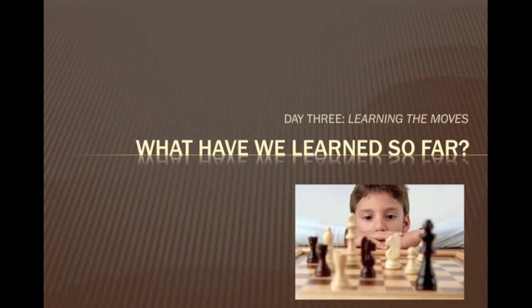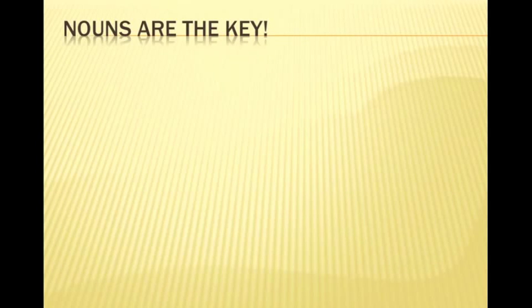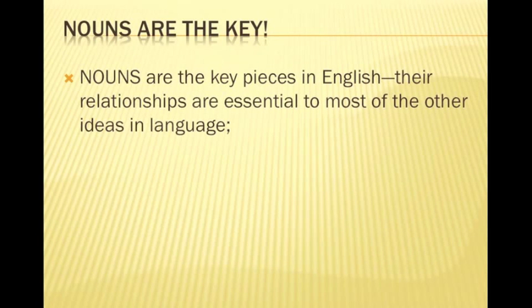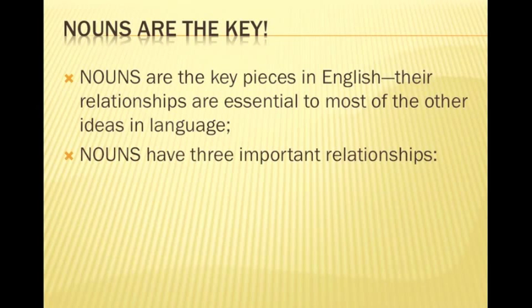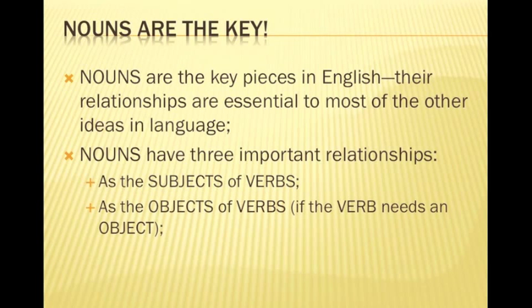So, what have we learned so far? Well, one thing we've learned is that nouns are important. In fact, they're the key pieces. Their relationships are essential to most of the other ideas that we have in English. And nouns serve three important relationships. They can be the subject, they can be the object of a verb, and they can be the object of a preposition.